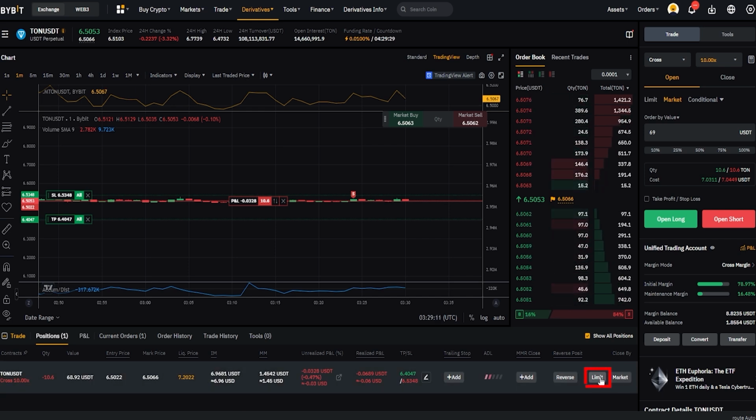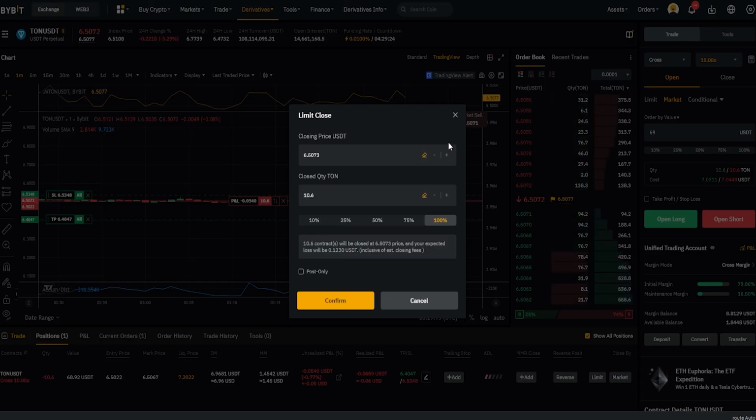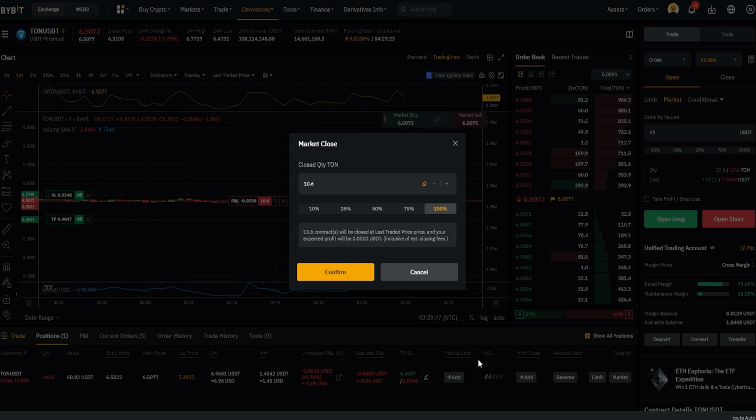Close trades can be done with market or limit. Limit, if we want to close the trade at a certain price. Market, if we want to close the deal at the market price. We want to close our entire position, that is, the entire amount we have invested, either 75% or 50 or 25 and so on. That is, we can choose how much percent of the trade to close.